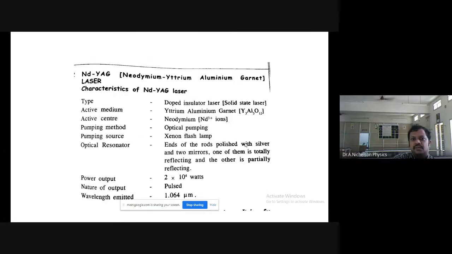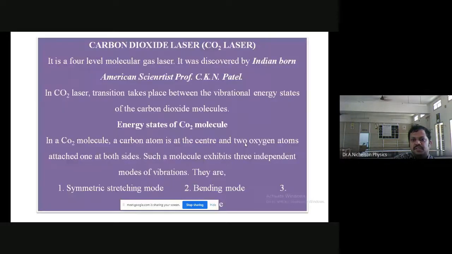These things you have to write first when this kind of question is asked, followed by the principle, construction, working, etc. Now let us come to the carbon dioxide laser. It is a 4-level molecular gas laser. It was discovered by an Indian-born American scientist, C.K.N. Patel, a professor.